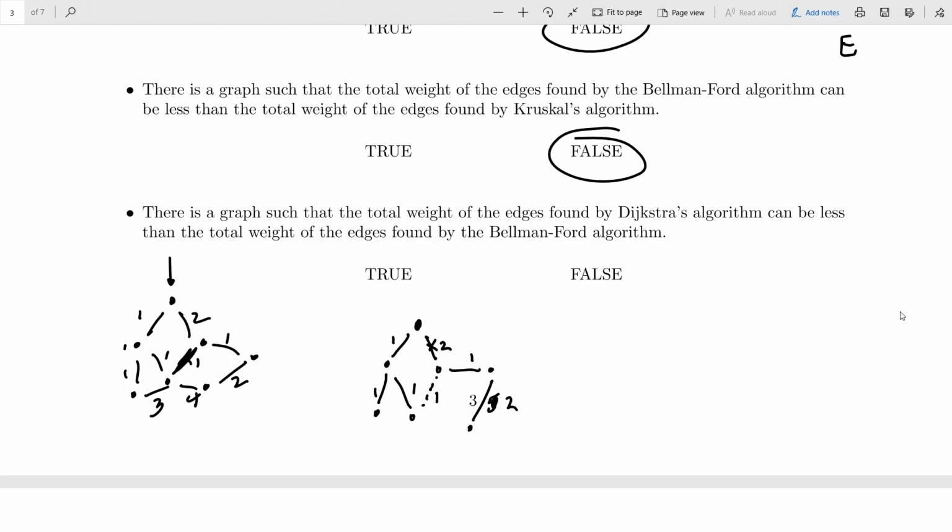There is a graph such that the total weight of the edges found by Dijkstra's algorithm can be less than the total weight of the edges found by Bellman-Ford. It's tricky. They're both going to find shortest paths trees. So the question is, could you have two shortest paths trees which nevertheless had, if you add the total weights up, they're different? Because it's sort of random, both algorithms can make arbitrary choices depending on the order in which they consider the edges. So they could produce different shortest paths trees that encode paths of the same length. Could you have ones where the total weights were different?